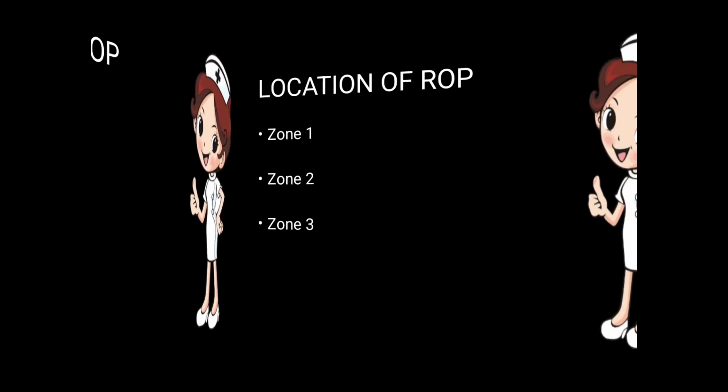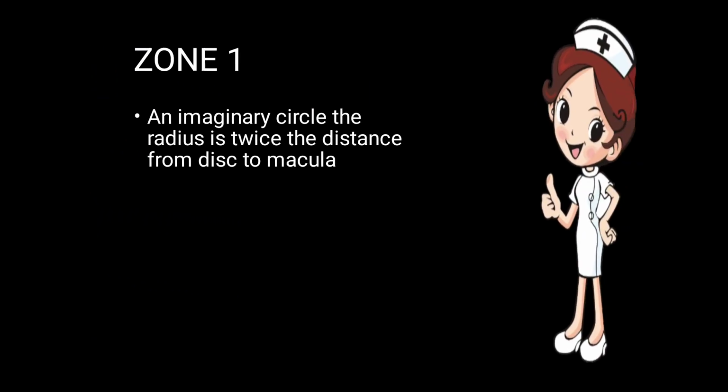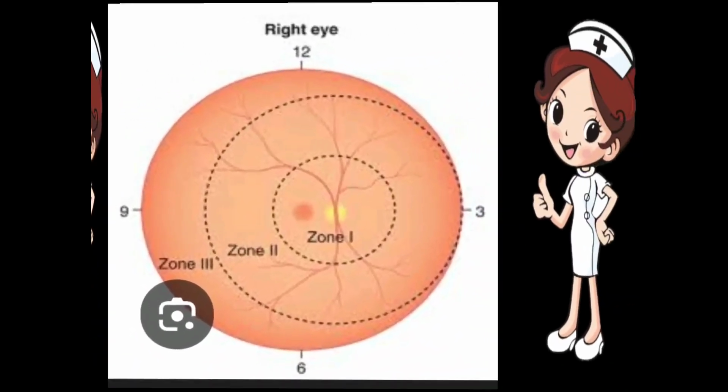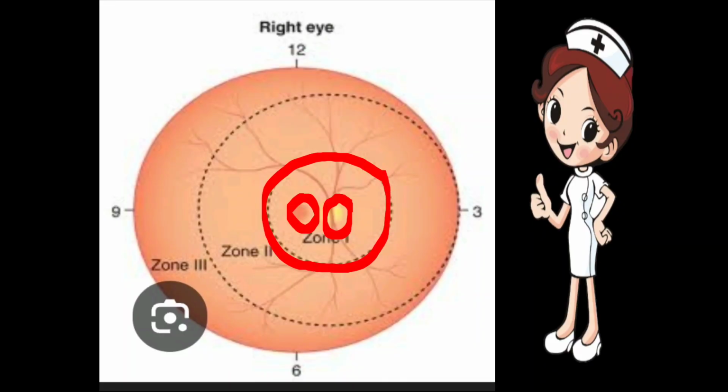Next one is the locations of ROP. There are 3 zones made for recognizing ROP: zone 1, zone 2 as well as zone 3. Let's see one by one. Zone 1 is an imaginary circle whose radius is twice the distance from the disc to the macula. If you can see in the diagram, the yellowish part is the disc, and this one is the macula. This whole area comes under zone 1.